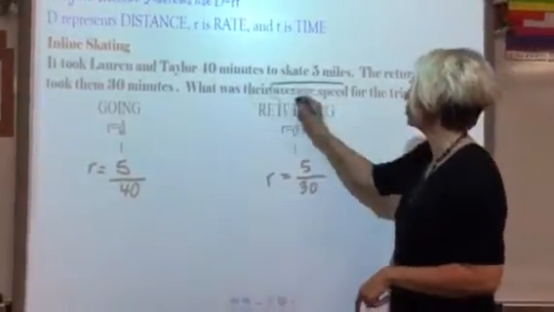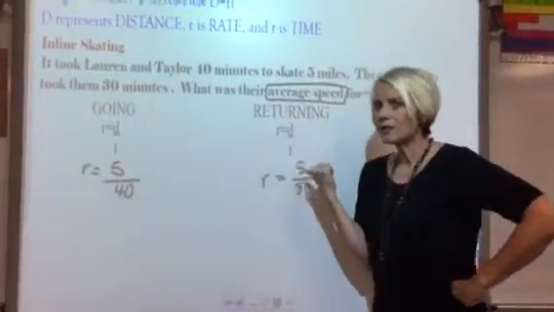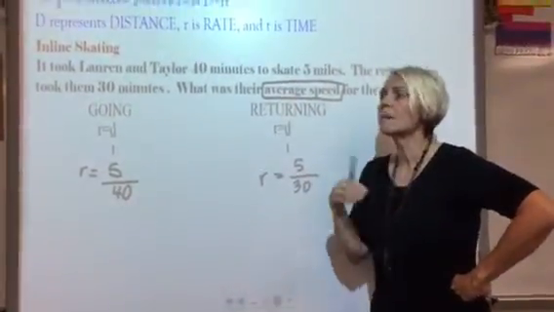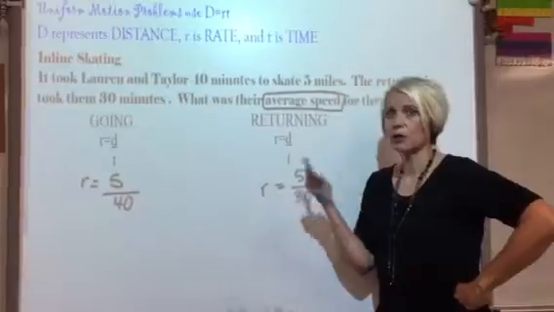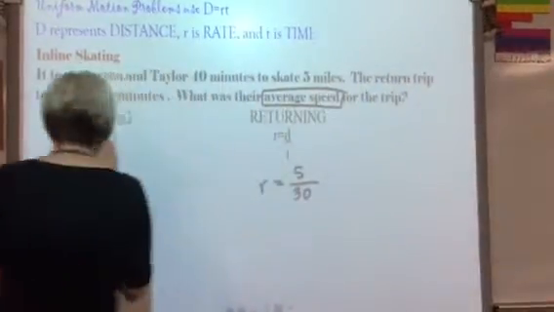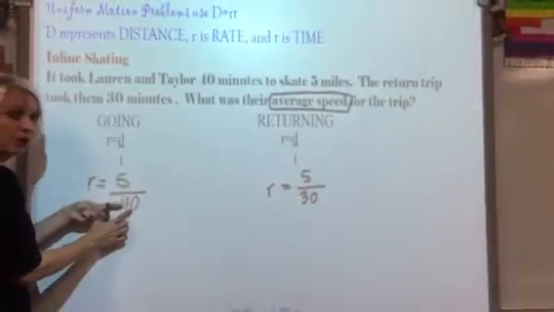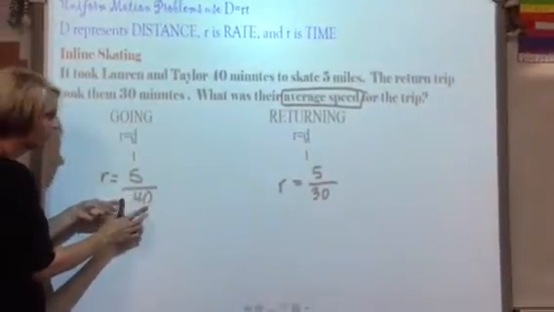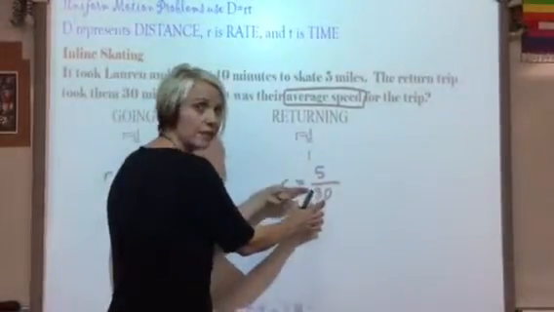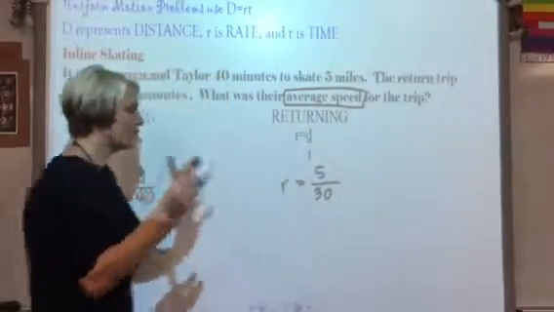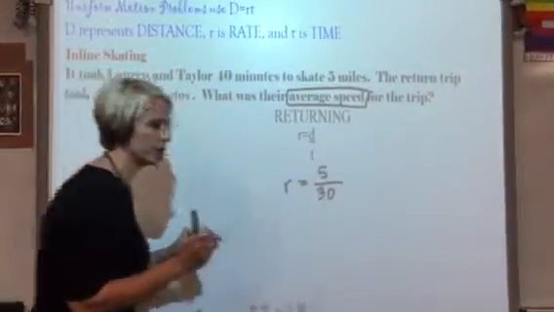Now, I want to know average speed. Well, average speed, we don't use miles per minute. We use miles per hour. So what I would recommend is to figure out how much of an hour this is. So you can do a ratio with 40 divided by 60. Same thing here, do 30 divided by 60, because 60 minutes are in an hour, and that's how much of an hour we're going to use.